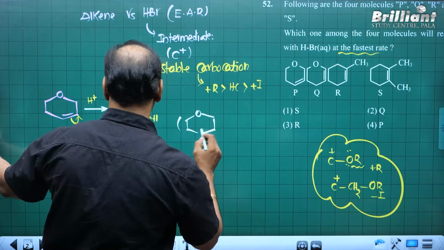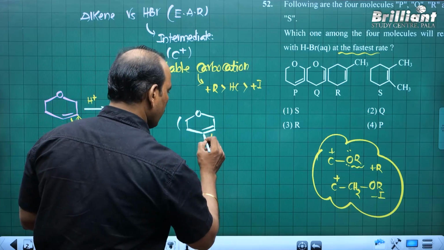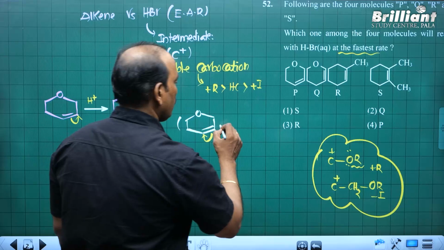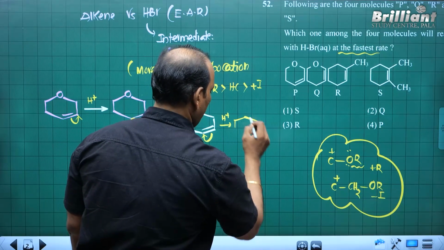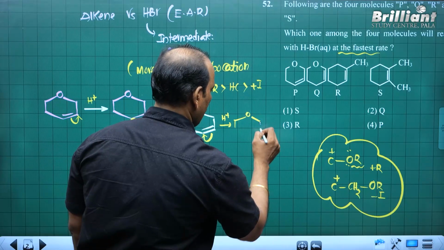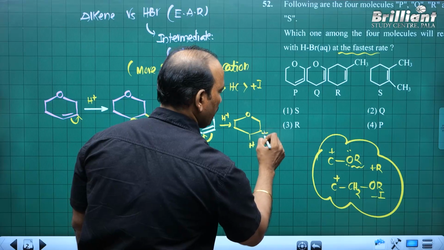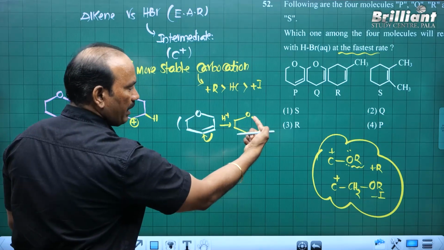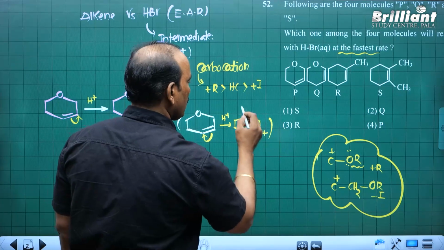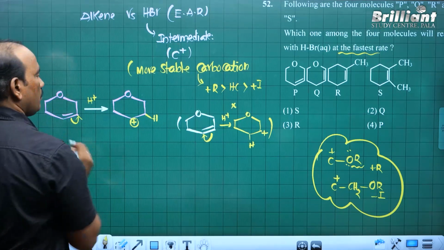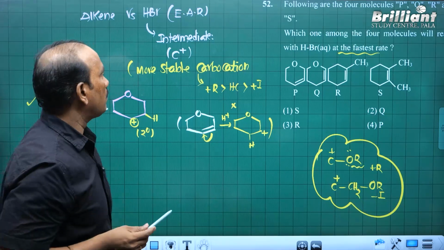Here is the double bond. Now I am taking direction toward this side. Then here H plus is there. Then here minus, here hydrogen, here plus is there. This is near to the minus I, this is far from the minus I. That's why this is not preferable, this is preferable, even though it is a secondary carbocation. Have you understood? Okay.